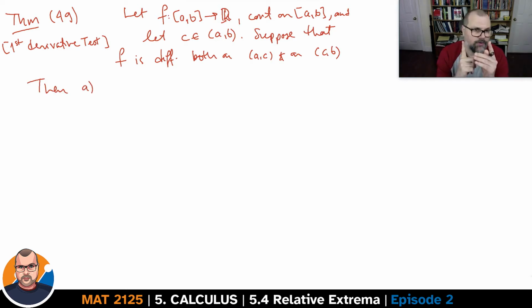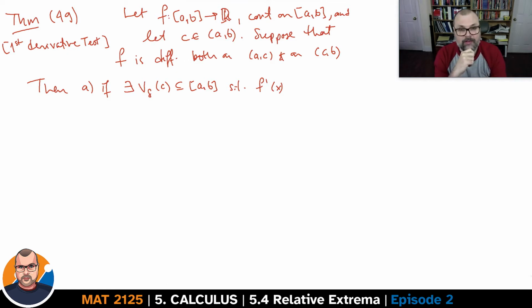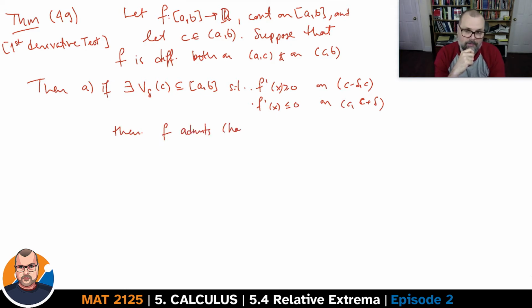Then, first thing, if you can find a neighborhood of the point c, completely contained in the interval ab, for which the derivative of the function at x is greater than or equal to 0 on the interval c minus delta, c, and the derivative is smaller than or equal to 0 on the interval c, c plus delta, then f admits, or has, a relative maximum at x equals c.